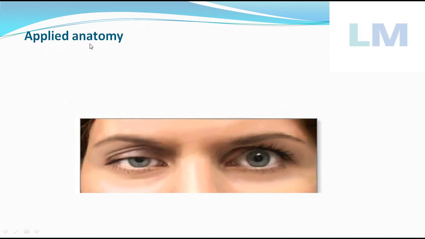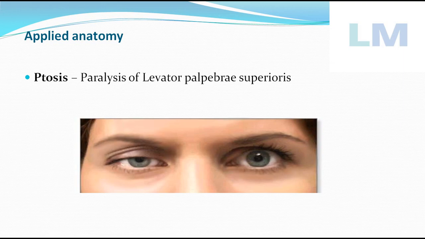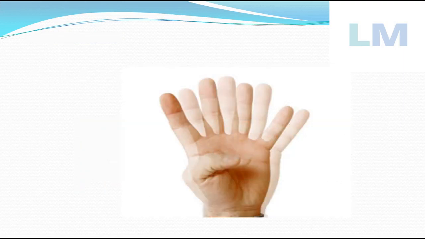Come to the last aspect, applied anatomy. In applied anatomy, you can see there is ptosis, a drooping of the upper eyelid. Why? Paralysis of which muscle? Levator palpebrae superioris. Then there is diplopia. Why?